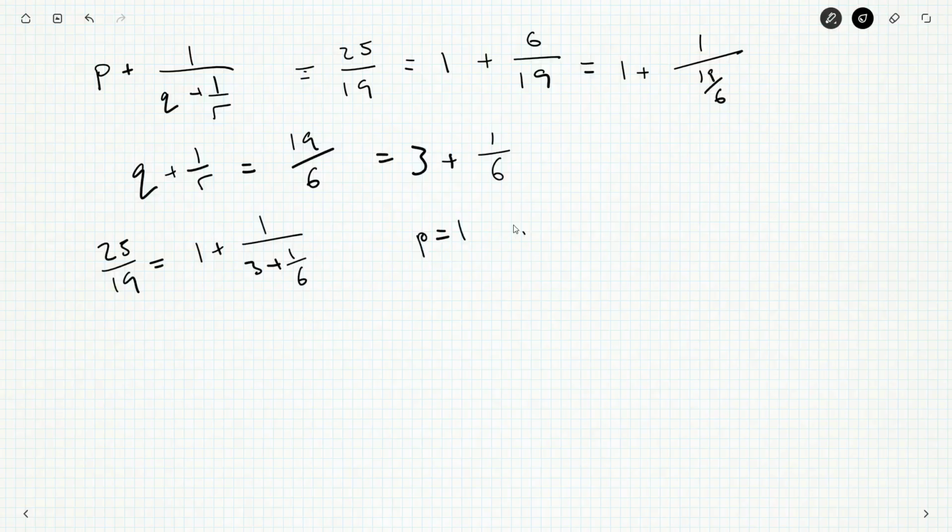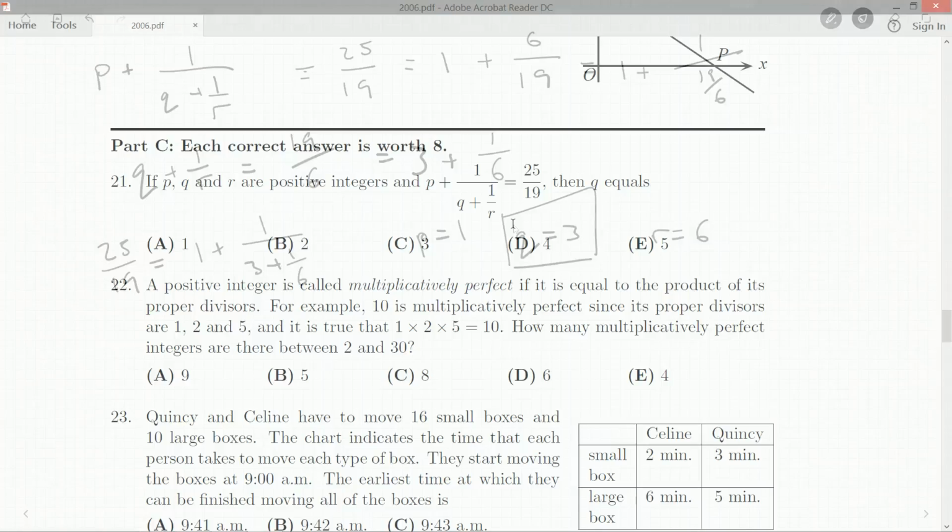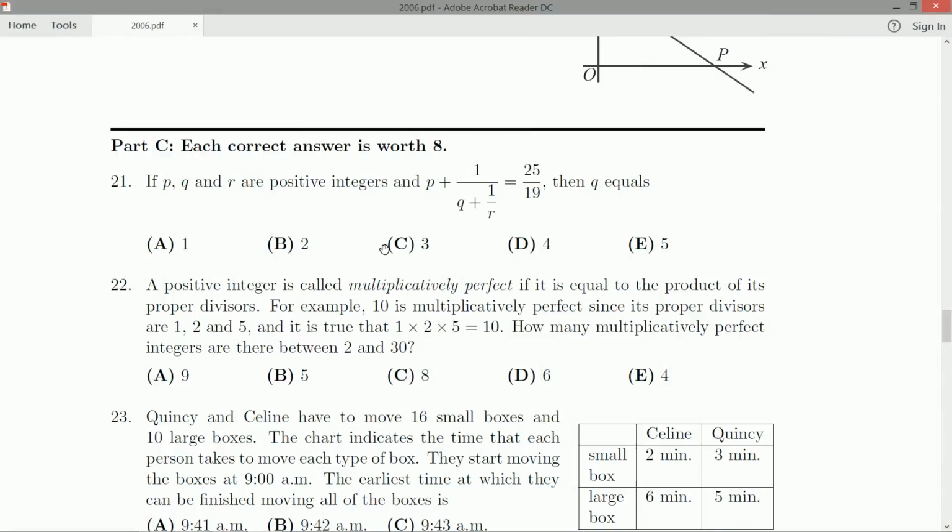So P is equal to 1, Q is equal to 3. Mind you, this is the one that we wanted. And R is going to be equal to 6. So Q equal to 3, that's going to be our answer. And that's going to be C right here.